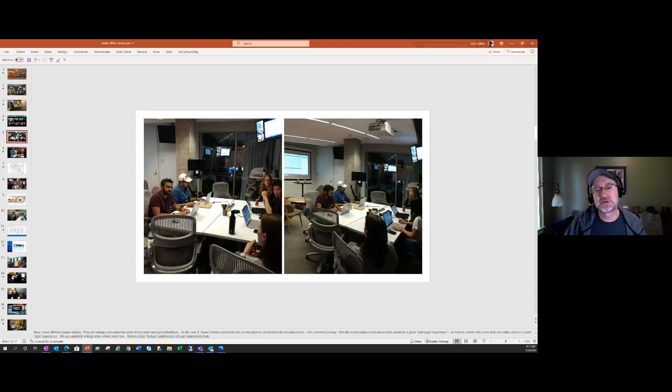Here are some other pictures, again of the team in this design space. We're absorbing what we're hearing and what we're seeing. And I think that's an important point: we're not only listening to customers, we're watching how they do things and looking at the two together.